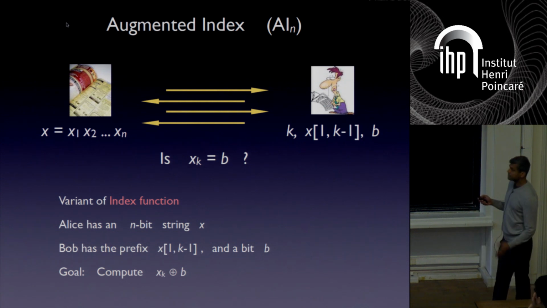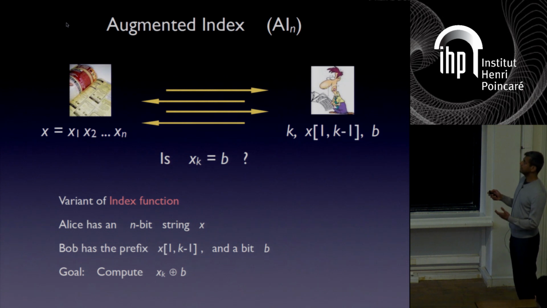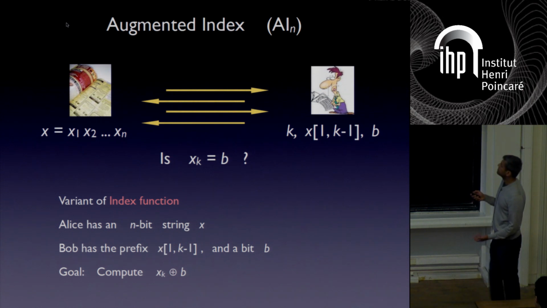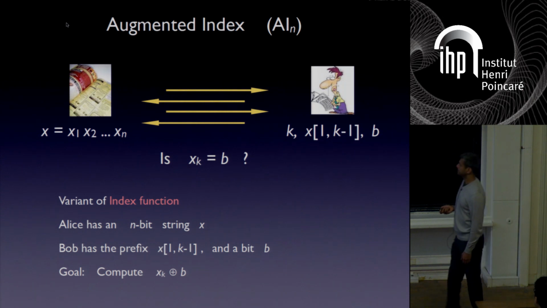I can formulate this as the computation of a Boolean function, which is simply the XOR of these two bits, x sub k and b. If the XOR is 0, then the function value is 0, meaning the two bits are equal, and otherwise the function value is 1.